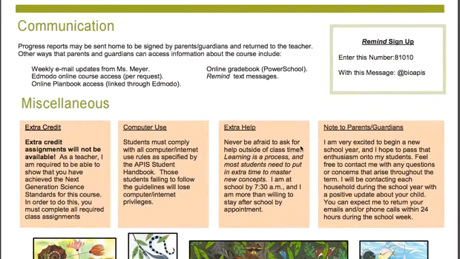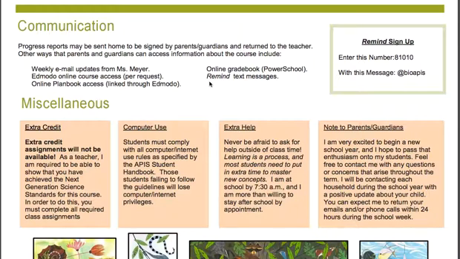At the bottom of page 3, I have some information on communication, how you can expect to hear from me about your child and how he or she is doing in class. If a student needs to come in and work with me outside of the classroom, I will definitely contact you about that. But you can also expect weekly email updates from me. You can have access to the Edmodo online course if you would like that from me. There is access to my plan book that's linked through Edmodo. You, of course, can get onto the online gradebook, PowerSchool, and you could sign up for these Remind text messages.